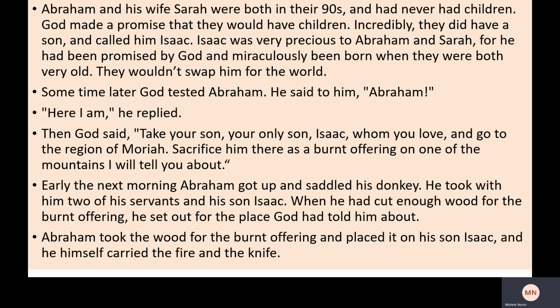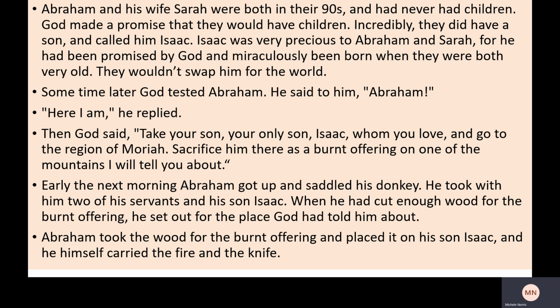Abraham and his wife Sarah were both in their 90s and never had children. God made a promise that they would have children. Incredibly, they did have a son and called him Isaac. Isaac was very precious to Abraham and Sarah, for he'd been promised by God and miraculously had been born when they were both very old. They wouldn't swap him for the world. Sometime later, God tested Abraham. He said to him, "Abraham." "Here I am," he replied. Then God said, "Take your son, your only son Isaac, whom you love, and go to the region of Moriah. Sacrifice him there as a burnt offering on one of the mountains I will tell you about."